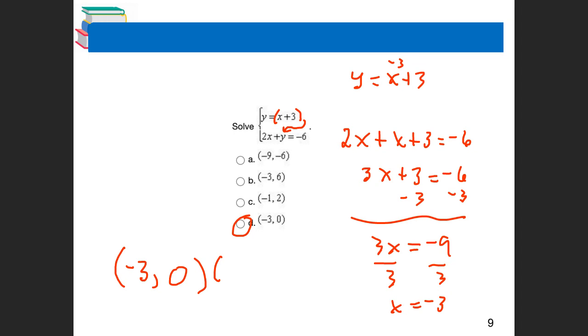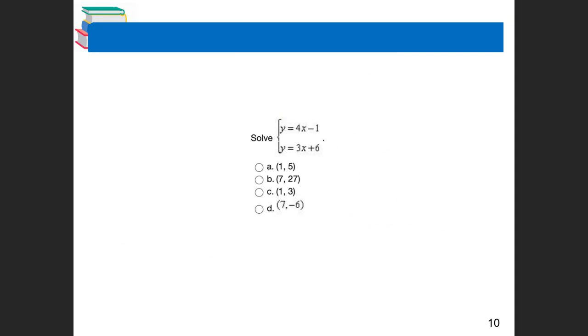All right, problem number 3. It says to solve. Now this time, the first step, both of the equations are equal to y, so you can take either one. So I know that y is equal to 4x minus 1. So in the second equation, I'm just going to plug that in there. So I'm going to rewrite it as 4x minus 1 is equal to 3x plus 6. And this one, I'm going to subtract 3x from both sides.